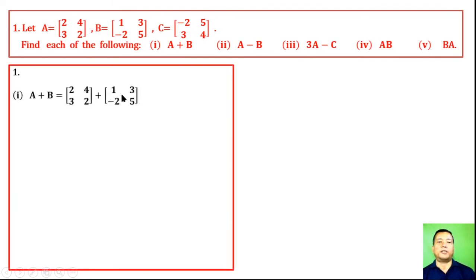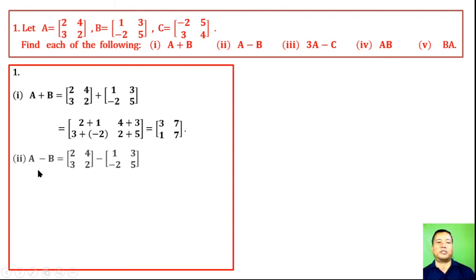Product AB: 2 plus 1, 2 into 1, plus 4 into 3, plus 3 plus of minus 2, we get this. 3 plus 5, we get 2 plus 5 equal to this. We get 3, this is 7, this is 1, this is 7. Also A minus B: 2 minus 1, 2 minus 1, 4 minus 3, 3 minus of minus 2 plus 2, 2 minus 5, we get 1, 1, 5 minus 3.